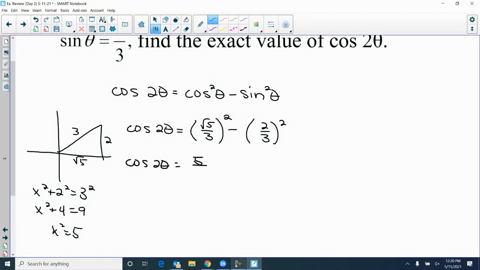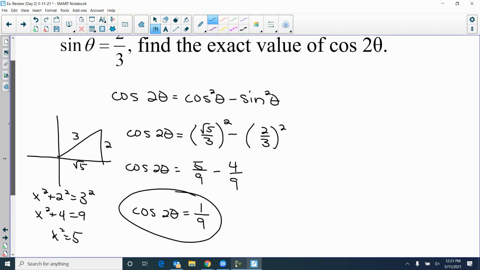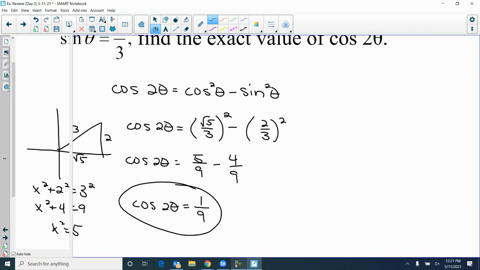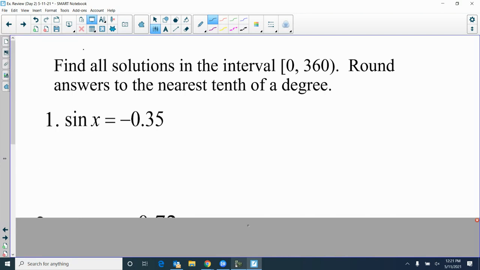I get 5 over 9 minus 4 over 9. So I end up with 1/9. Okay, 1/9. I think there's one more. All right, one more slide. And there's 3 problems on here, but they're all similar. Definitely got to be in degrees here.